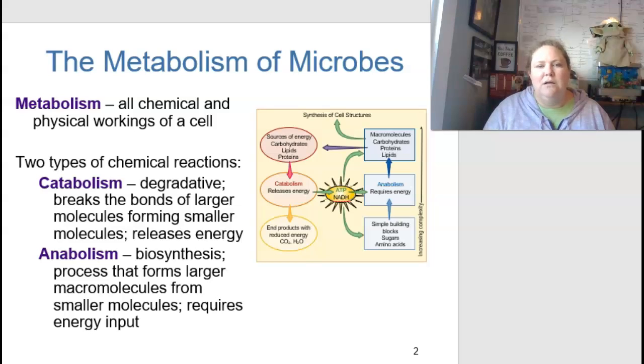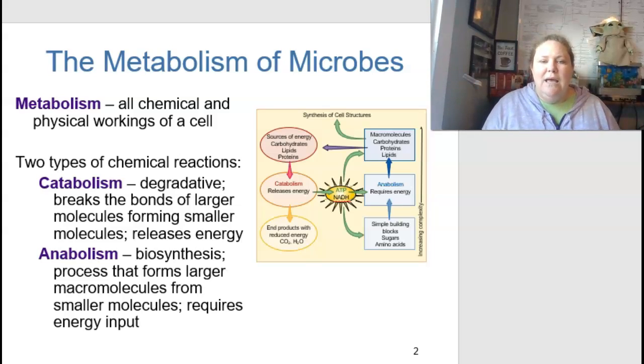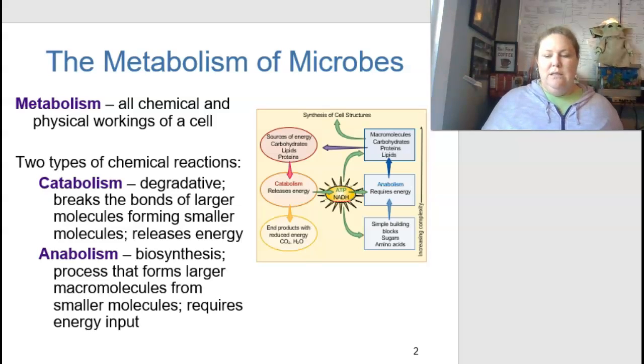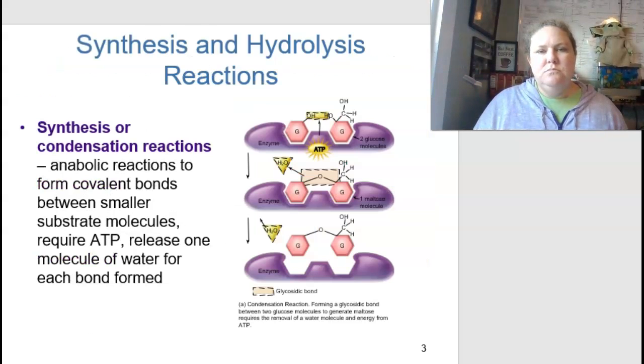So catabolic or catabolism is a degradative reaction, and this breaks the bonds of larger molecules by forming smaller molecules, thereby releasing energy, when we're specifically talking about ATP. And then anabolism, those anabolic reactions. Okay, think of back in the day with anabolic steroids. People used to use them to bulk up. So these are processes that are used in biosynthesis. These are processes that form larger macromolecules from smaller molecules, and this is going to require the input of energy.